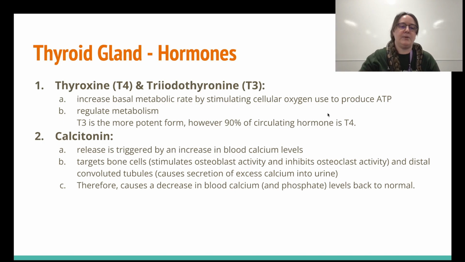All right, enough about that. Let's talk about calcitonin. This is triggered by an increase in blood calcium levels. It targets our bone cells and distal convoluted tubules, again, that's the kidney. We'll talk about that in a couple of chapters. And therefore it causes a decrease in blood calcium until levels go back to normal.